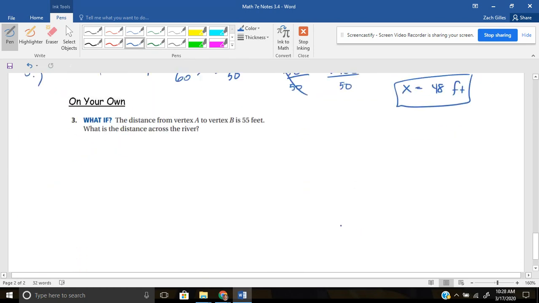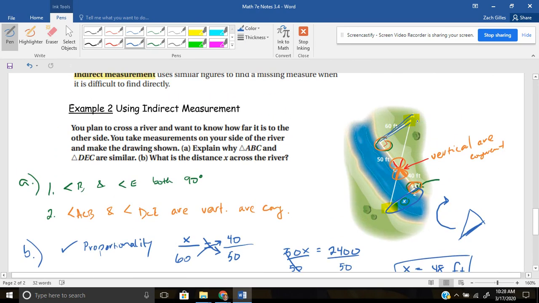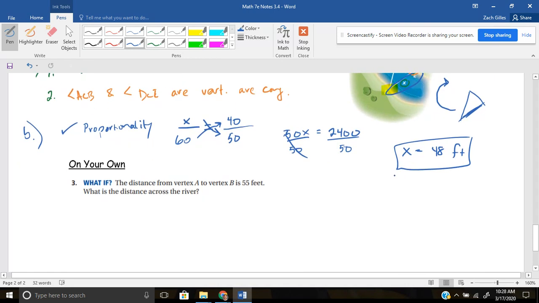Why don't you pause the video now to try on your own for number 3. It says if the distance from vertex A to vertex B is 55, so you're just changing that to 55, what's the distance across the river? All right, so our new equation would be x over 55 equals 40 over 50.